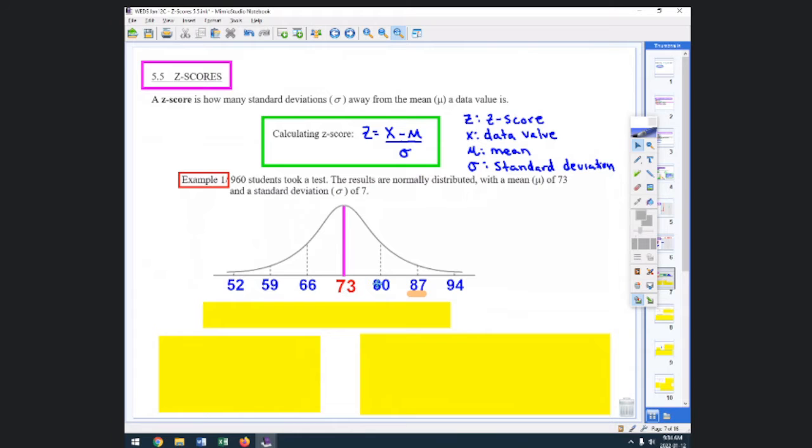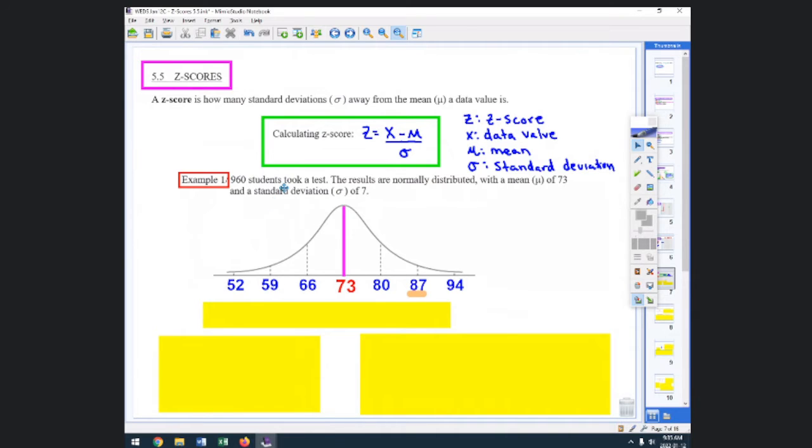73 plus 7 is 80. 80 plus 7 is 87. 87 plus 7 is 94. That's where these values are coming from. We're adding a standard deviation every single time. To get the ones on the left, I don't add a standard deviation. I actually subtract. 73 minus 7 is 66. 66 minus 7 is 59. 59 minus 7 is 52.